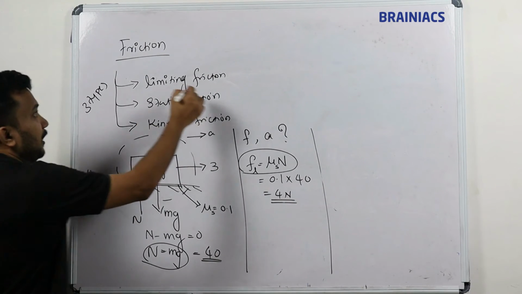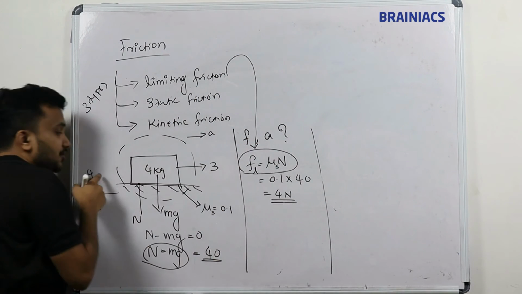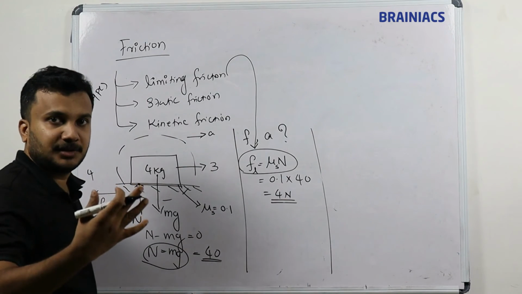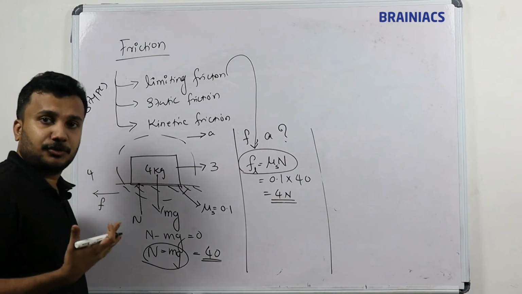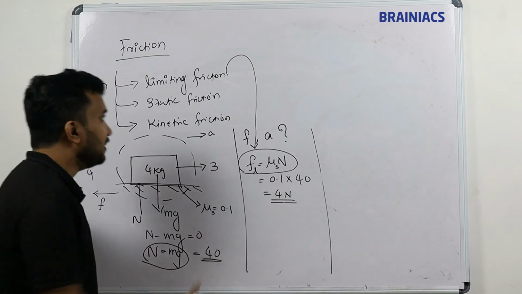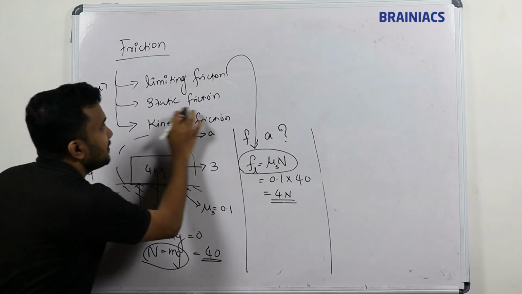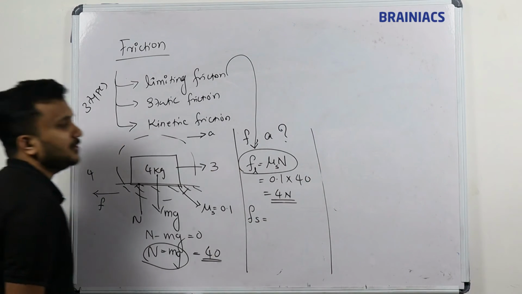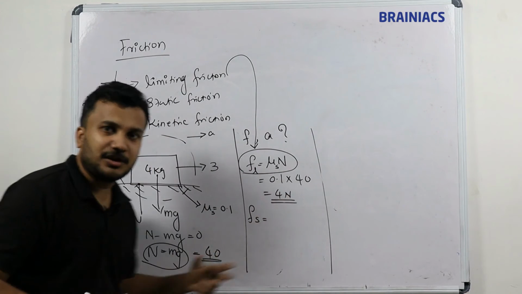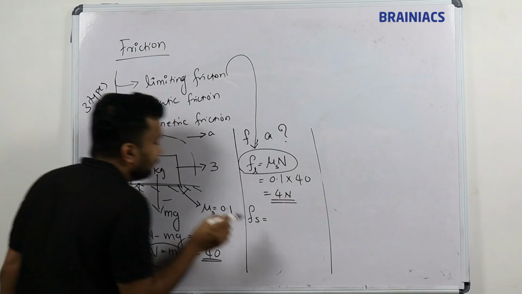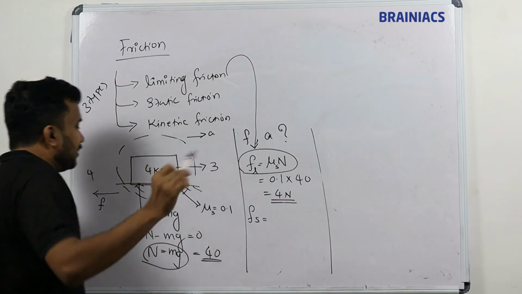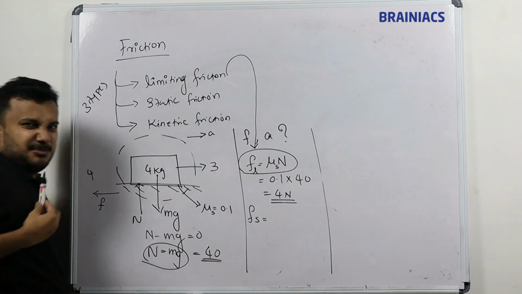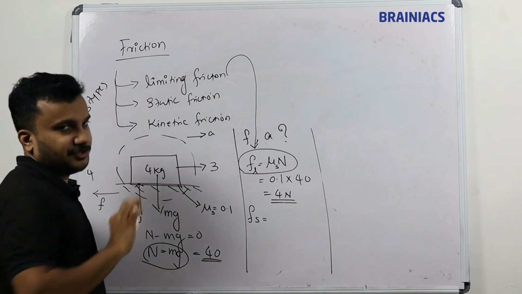Now you understand, limiting friction is the maximum value of friction which the surface can offer. The surface can offer a maximum of 4 Newton, because of that the block cannot move, and that is called the limiting friction. Then what is static friction? Static friction is also there. The formula Fs is not mu s, it is actually mu s into N. But listen to my words very carefully: if the limiting friction is much higher than my applied force, I am sure that the block will not move to the right side.